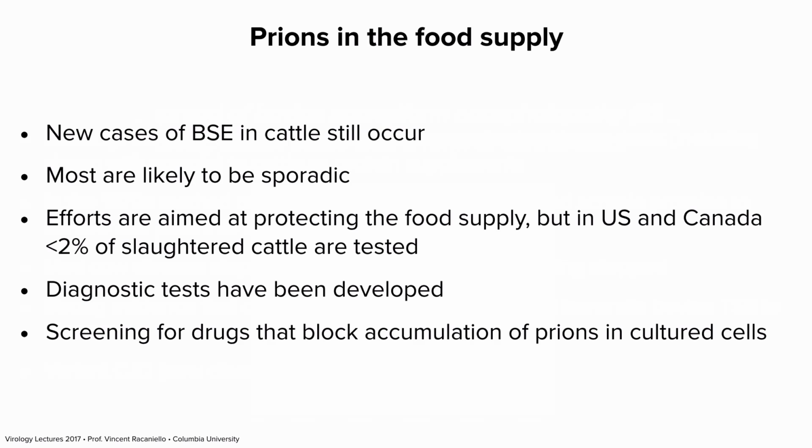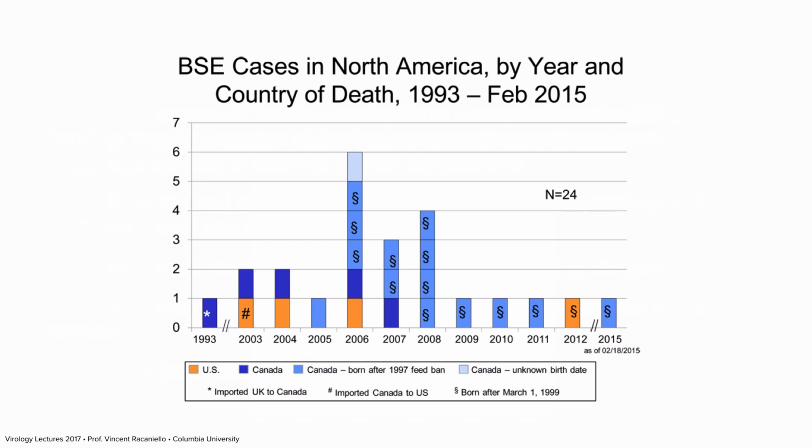We're worried about this because of the food supply issues, but we don't check every animal for BSE. Less than 2% of slaughtered cattle are tested. And that's because you have to actually look at the CNS to tell if they have a TSE or not. So more recently, diagnostic tests have been developed where you could, in fact, theoretically screen every cow if you wanted to. And people are trying to get drugs that would block prion accumulation, but that hasn't worked out so well.